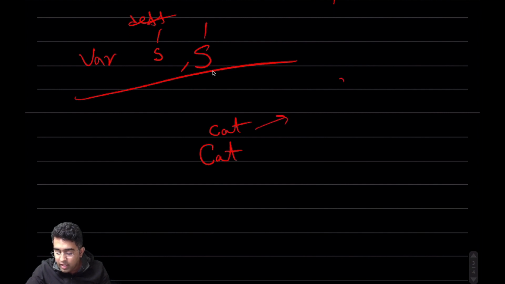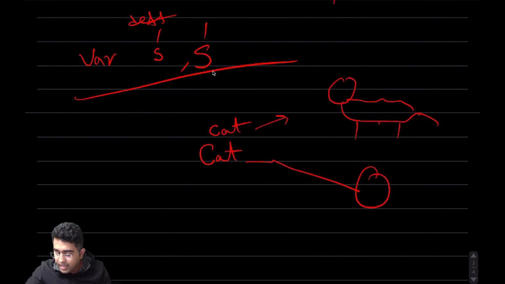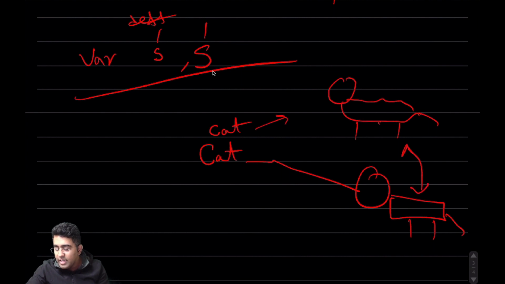That could be like this cat with this body, two legs, and this cat could be a bigger face, a rectangular body, and then two legs. But these two cats are not linked to each other. They are two different things, and I hope you understood the concept of case sensitivity. So a lowercase letter is not equal to an uppercase letter. They are two separate things.